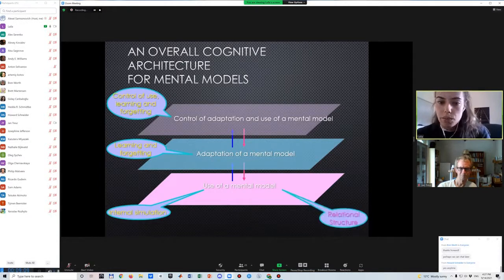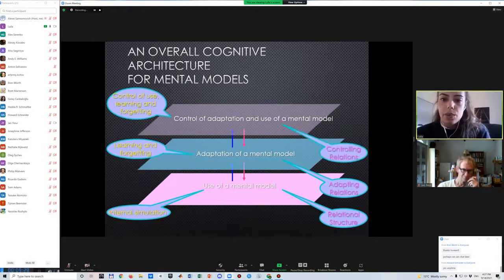So in other terms, the mental model is normally a kind of relational structure with states and relations in it. The second level, or first order level, is adapting the relations. I will go more into this in my next presentation. And finally, we have control over these relations. So these are the three levels, and that's an overall architecture that you can use to formalize these mental models.